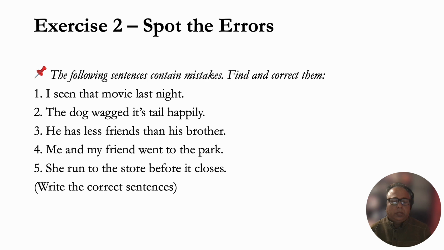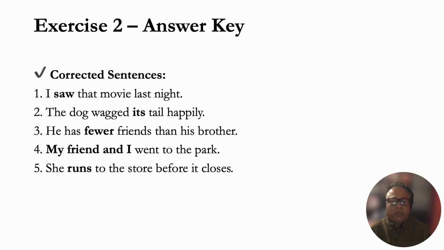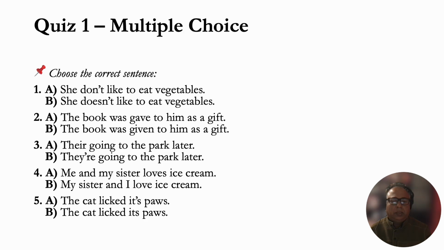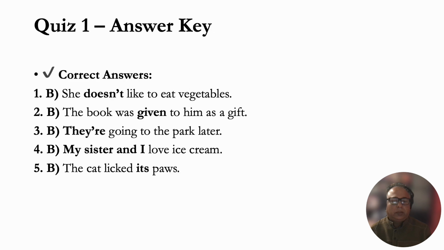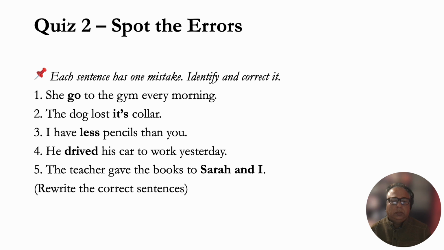Spot the errors. There are quite a few exercises here, so I'll just go quickly over them without telling you the answers. You may want to pause, stop the video here, complete the exercises by yourself, and then look at the answers. Good? Very good. Here's a multiple choice exercise. Choose the correct sentence. There are 2. She don't like to eat vegetables. She doesn't like to eat vegetables. All right, here are the answers. Good? Work hard.